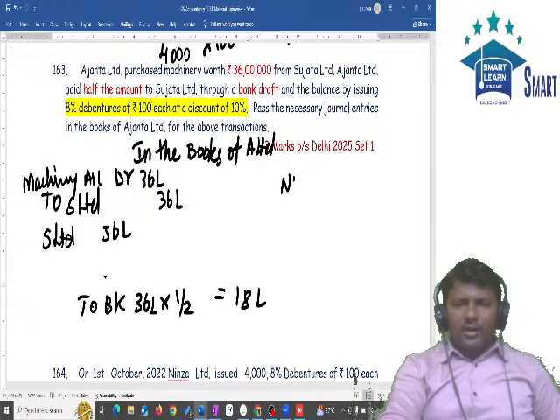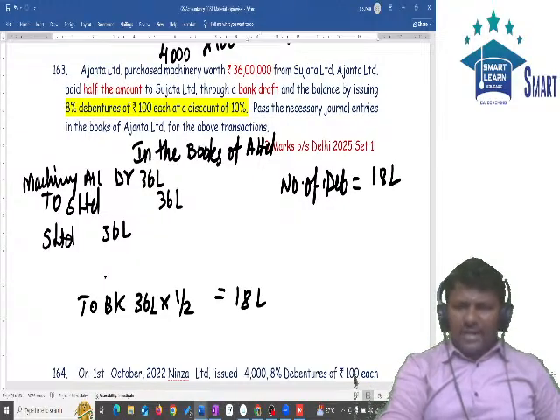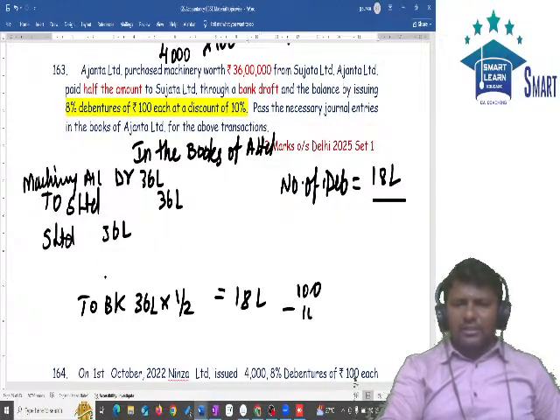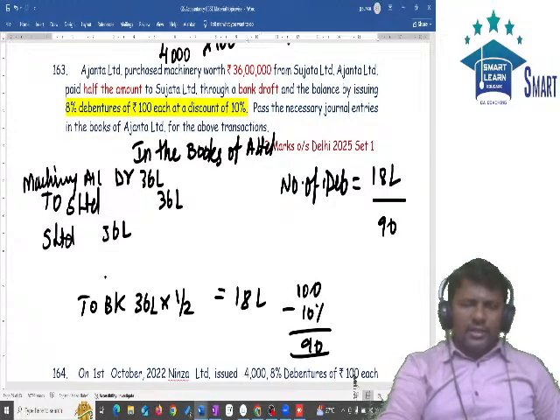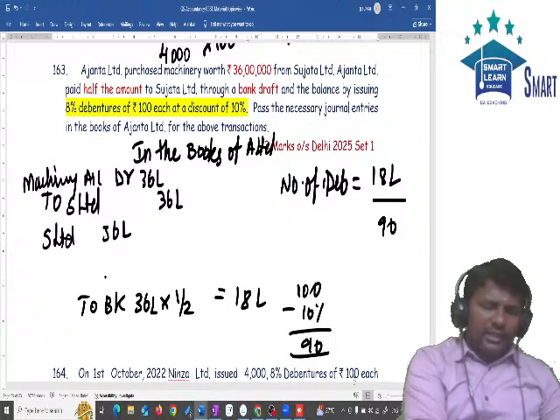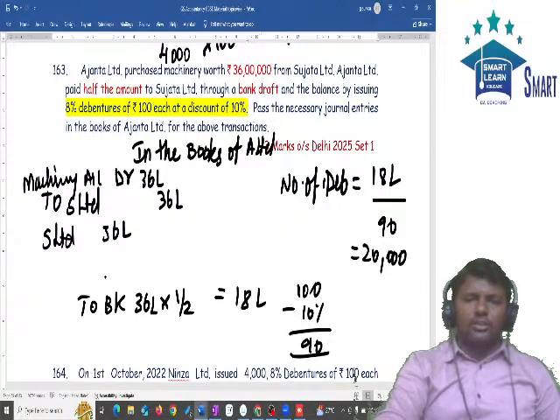So find the number of debentures to be issued. Number of debentures to be issued is equal to 18 lakh, the balance consideration, divided by issue price: 100 rupees minus 10 percentage discount 10 rupees, it is 90. 18 lakh divided by 90 will give you how many number of debentures? 20,000 number of debentures.